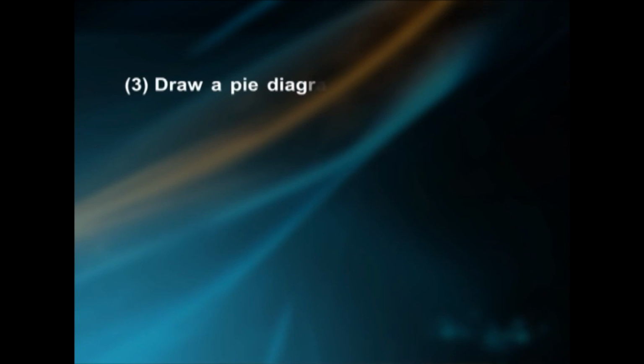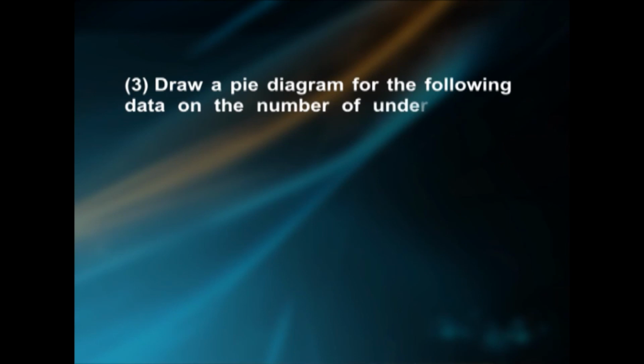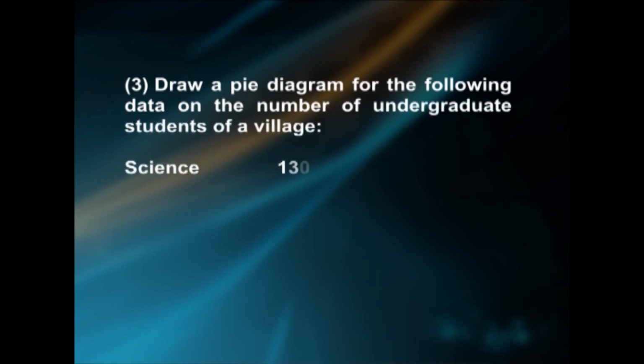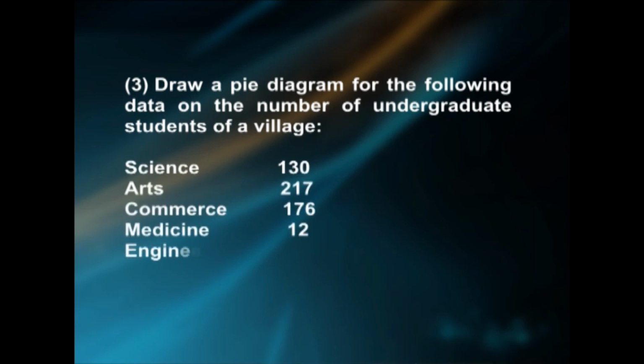Question 3. Draw a pie diagram for the following data on the number of undergraduate students of a village. Science, arts, commerce, medicine, engineering, others and total is given as 130, 217, 176, 12, 38 and 24. The total is 597.